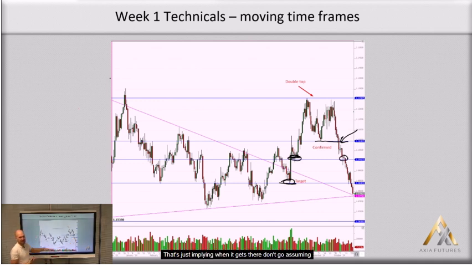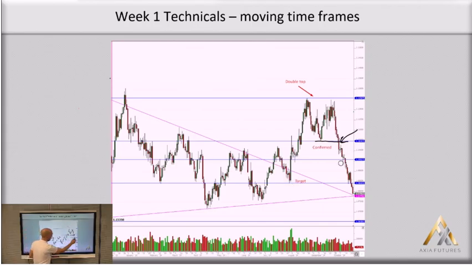That's just implying when it gets there, don't go assuming that this is just going to keep on dropping out of the sky. So it gives you that little bit of context to go, okay, we're now at a point where this could get a little bit sticky. Equally, once you've got down to here, you look at that and you go, well, that's as far as I think it's going to go. I think the last bit of this move here, I wouldn't want to be on that.